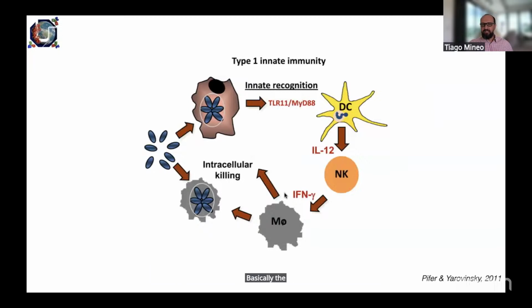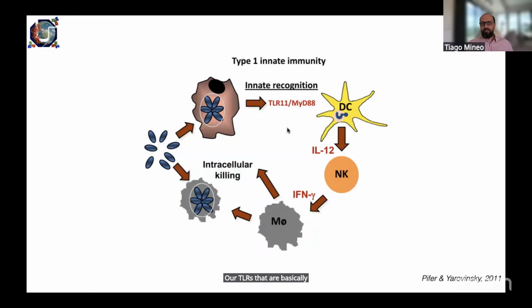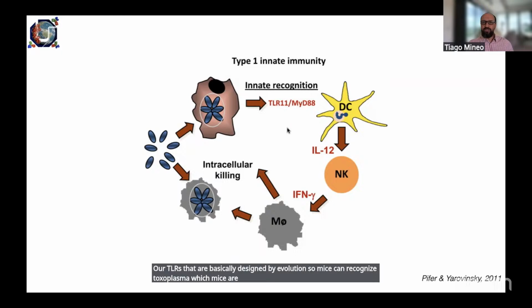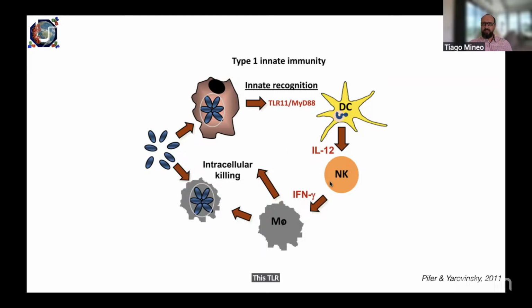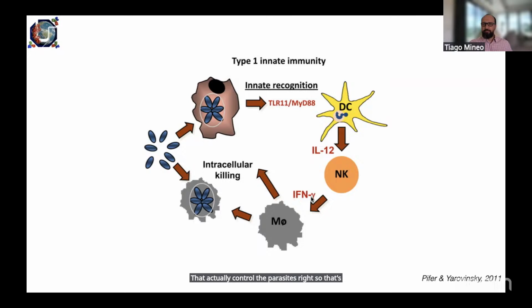Basically, the immune response against Neospora and Toxo is a Th1-based response with a lot of relevance to gamma interferon in this equation. And it's really dependent on innate recognition of the parasite. We know that TLR 11 and 12 are TLRs basically designed by evolution so mice can recognize Toxoplasma, of which mice are a natural host in nature. This TLR recognition triggers IL-12 by antigen-presenting cells that induces gamma interferon, which triggers all those mechanisms that you all know, based on nitric oxide or GTPases, that actually control the parasites. So it's a Th1 prototypic response.